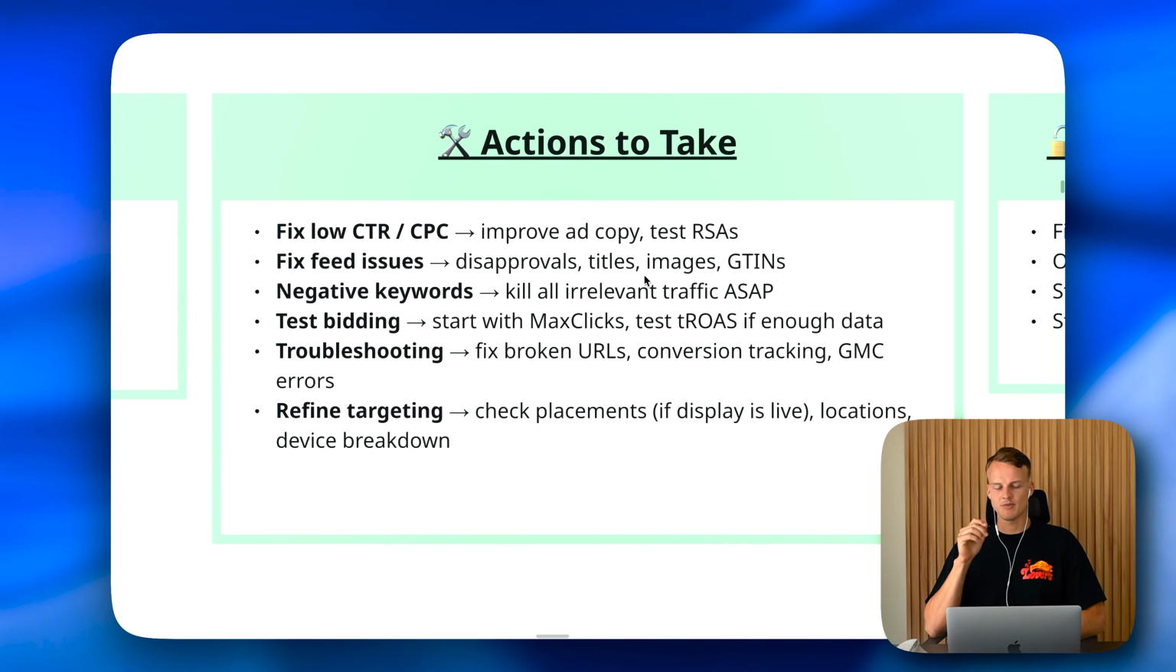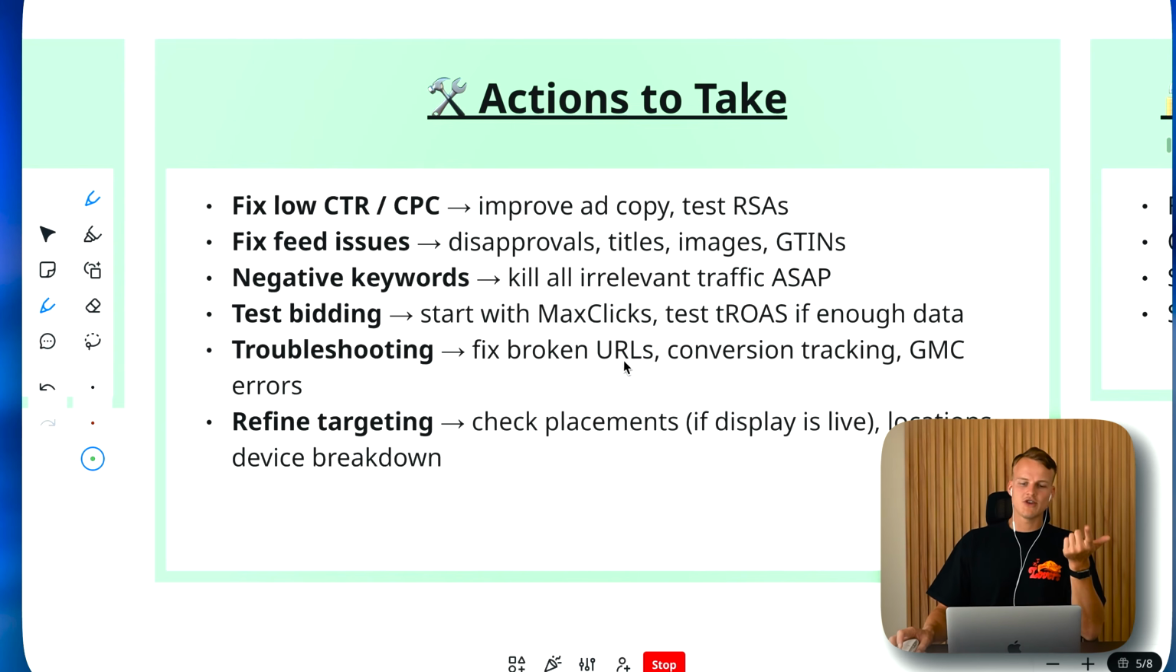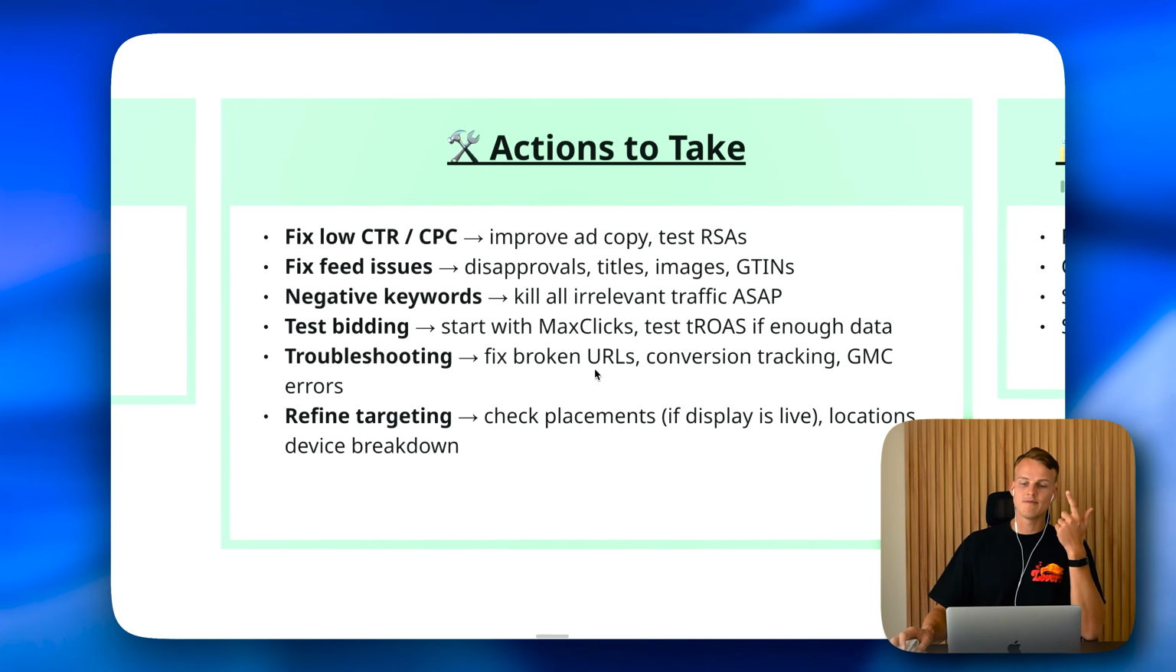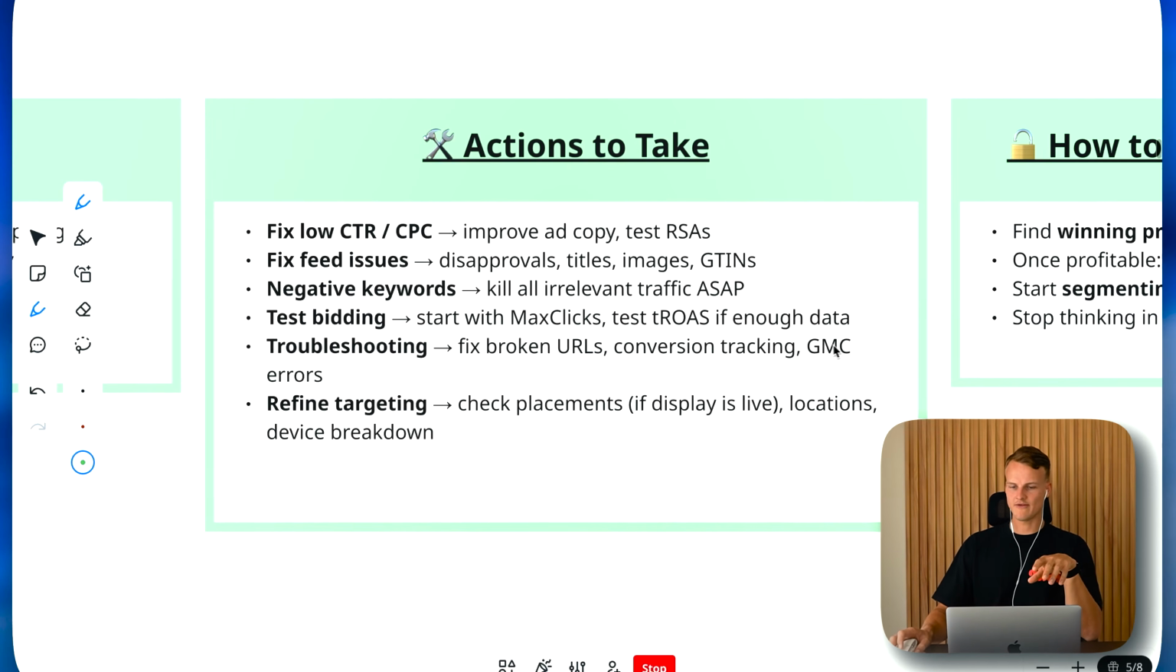You want to test some specific bidding strategies, so start out with max clicks, test target ROAS if enough data, and enough data is at least 30 conversions in 30 days, so a sale a day consistently at least. You want to troubleshoot, so check your URLs, make sure your conversion tracking works properly, and make sure your Google Merchant Center doesn't have any errors, because that will mess up your account data. You want to refine your targeting, so check your placements, check your locations, and check your device breakdown, and optimize based on the data that you see, right? It's all common sense, but these are the things that you need to be on the lookout for.